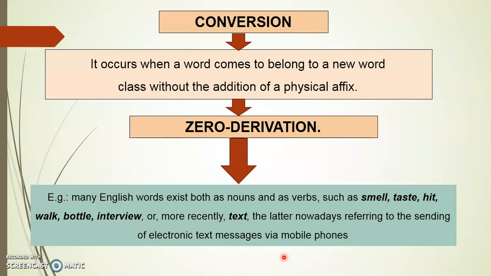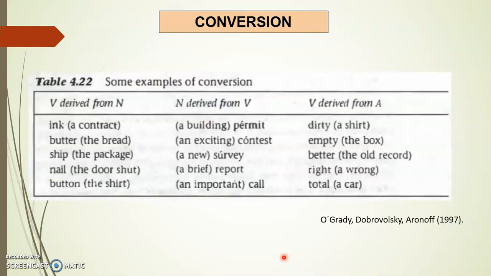What is important here is, of course, the context. You just know them by the context. Okay, so here you have some examples of conversions. Verbs derived from nouns, like ink, a contract, or a noun derived from verbs, a building permit, or verbs derived from an adjective, dirty a shirt, empty the box. Sometimes it's very difficult to say, well, was it first a noun and then a verb? Okay, it depends on how they are seen, on the way they exist.